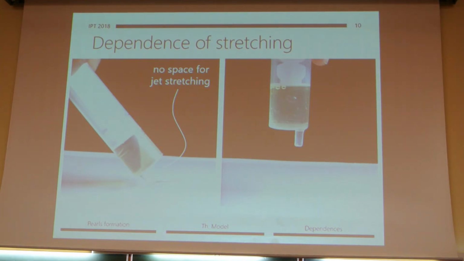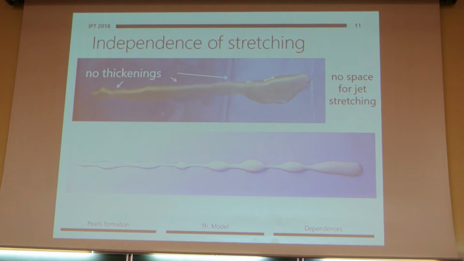We also decided to reject the space for the egg white jet and set it up like this. In the first case, we don't see any thickenings. So there must be some space for the jet for thickenings to form.